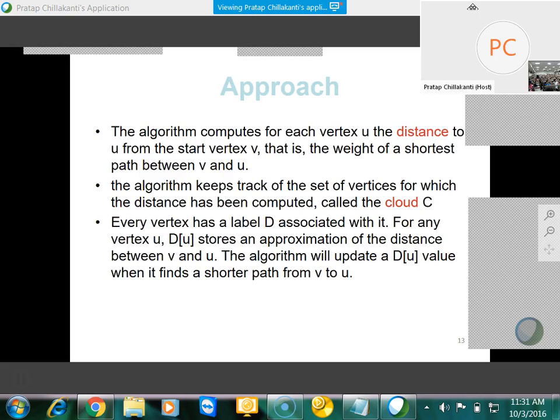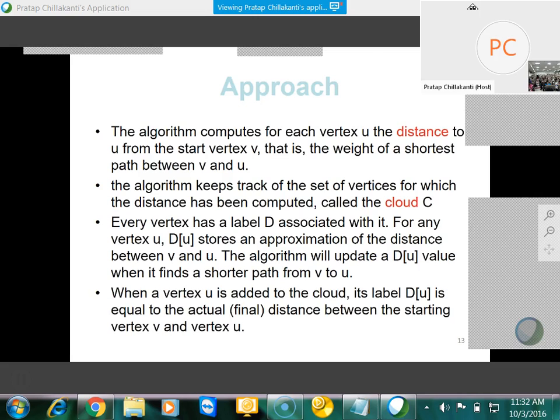So he keeps track of every vertex with a label D. D stands for distance, right? For any vertex U, du stores the approximation of the distance between V and U. Remember, V is the source vertex. So the algorithm will update the du value when it finds a shorter path from V to U. So once you add a vertex U to the cloud, its label du is equal to the actual final distance between the starting vertex V and vertex U.